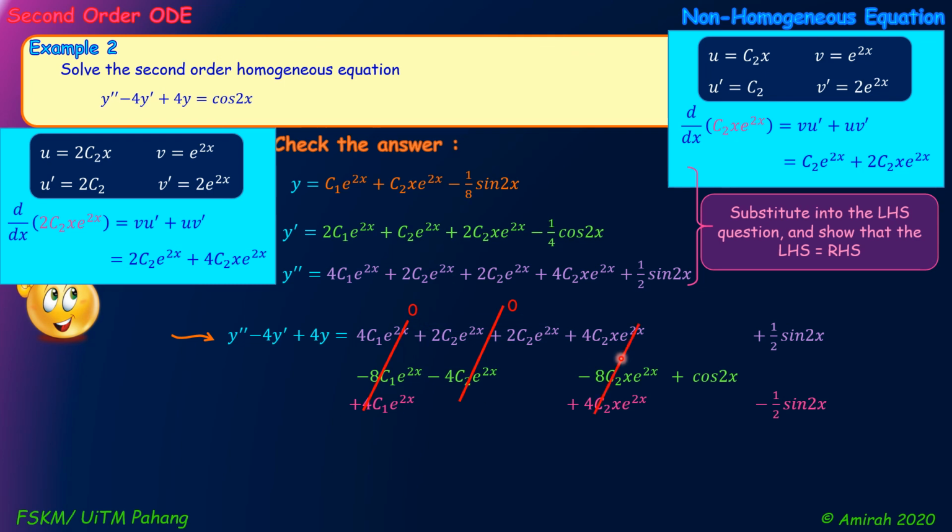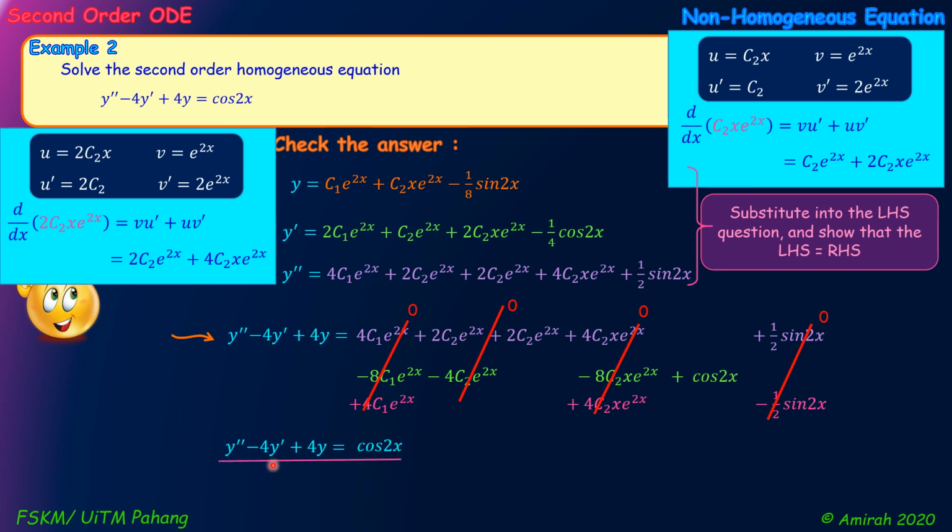And then from here, 4C2 plus 4C2, 8C2, and then minus 8C2. So we also get 0. And then from here, plus half minus half. Same coefficient, sine 2x and sine 2x. So we also get 0. So after we simplify, we get left hand side y double prime minus 4y prime plus 4y equals to, this one is 0, 0, 0, and we only have cos 2x.